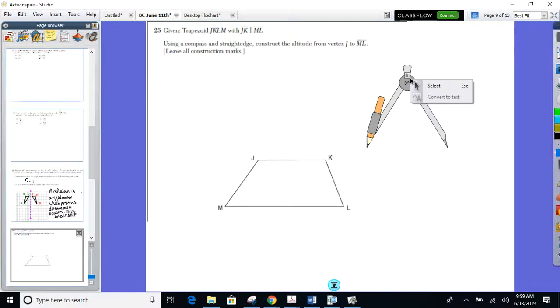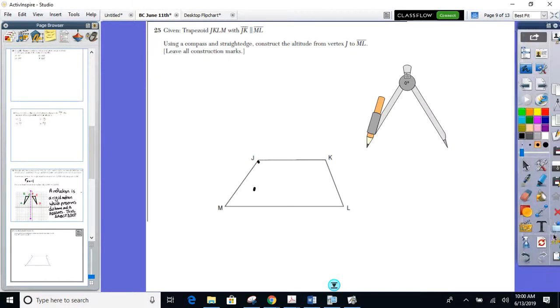Altitude. Coming from J down to ML. What's your knowledge of an altitude? What should this do? Altitudes don't bisect. They form a right angle to the opposite side. That's what we're trying to do. Give me a segment starting from J, drawn to ML, that's perpendicular to ML.